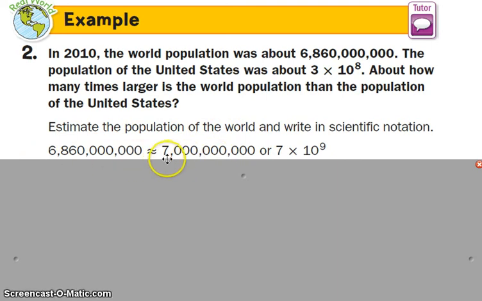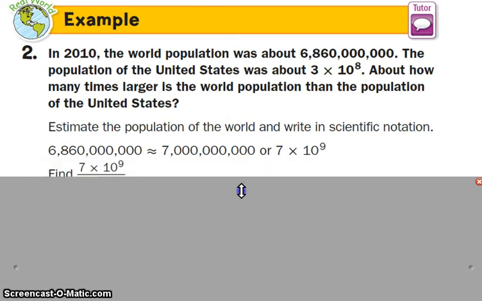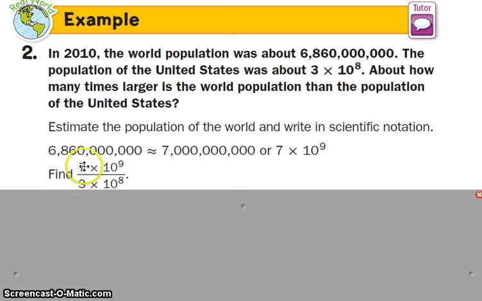And what they've done is they've rounded that up a little bit. They took that and made that 7 billion, okay? And they changed it to scientific notation. 7 times 10 to the 9th. Okay. Now that everything's in scientific notation, we're going to take that number and divide it by the population of the United States. So look how they have that set up. 7 times 10 to the 9th divided by 3 times 10 to the 8th.